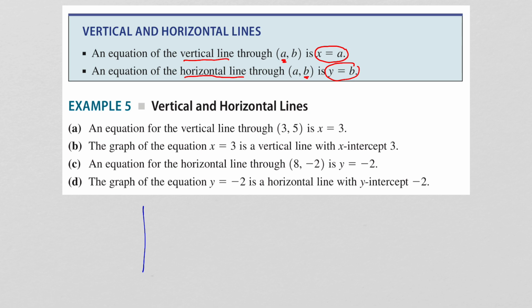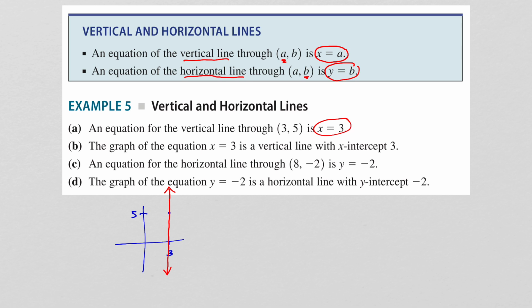Okay, and just a quick diagram here. If you have the point 3, 5, which looks like this, the vertical line that goes through this point is going to be the line where x is always equal to 3, right? And so that's why the equation is x equals 3.